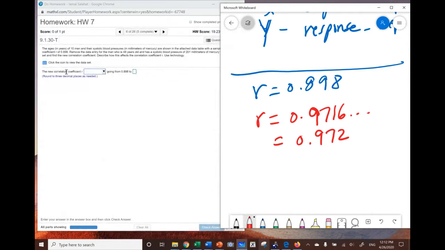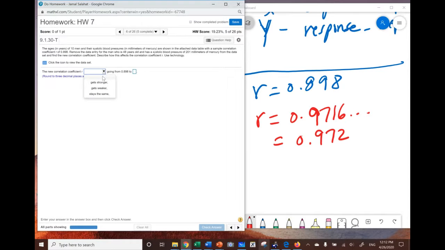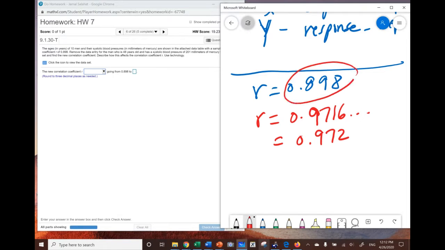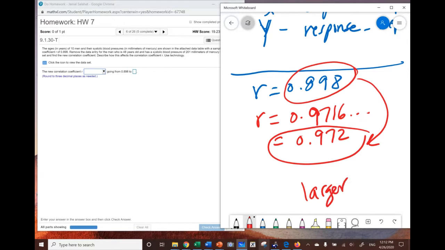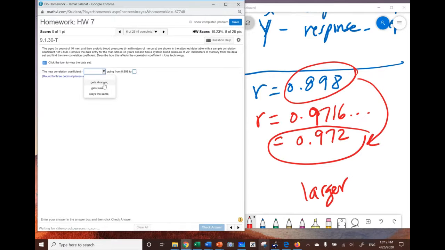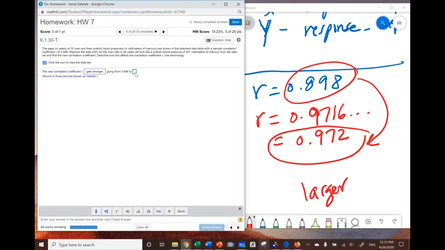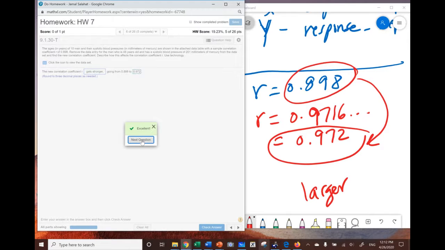They say the new correlation coefficient R gets stronger, gets weaker, or stays the same. Notice that we went from this number to this number. So the number is now larger. If it gets larger, it means it gets stronger. So in this case, we're going to choose stronger, going from this 0.898 to 0.972. Now, when we check the answer, it's going to give us a correct answer.